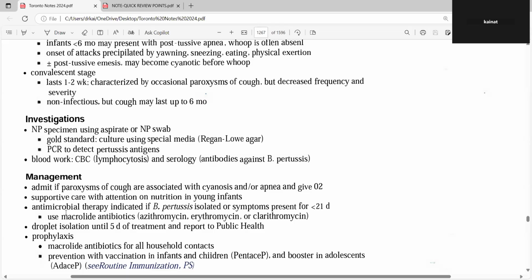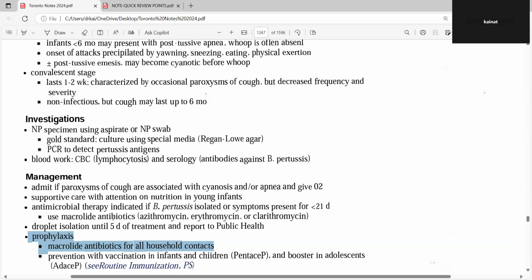And then one of the most important is giving prophylaxis to the household. It is very, very important to talk about household prophylaxis because they can give you a scenario where they're not interested in management. They can ask you what is the next step you would like to do. So one thing, reporting to public health. Second, offering prophylaxis to the household, meaning the other siblings or whoever is living at home. What you give is macrolide antibiotics for the household.